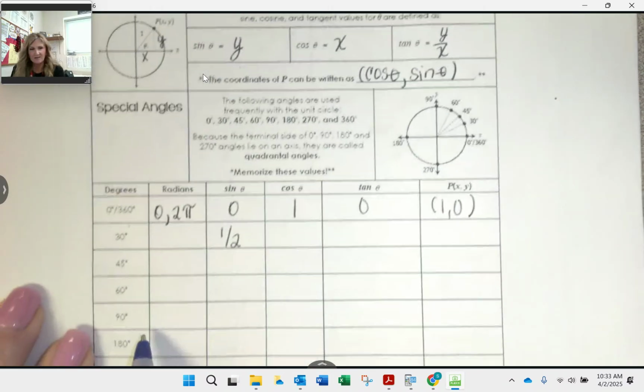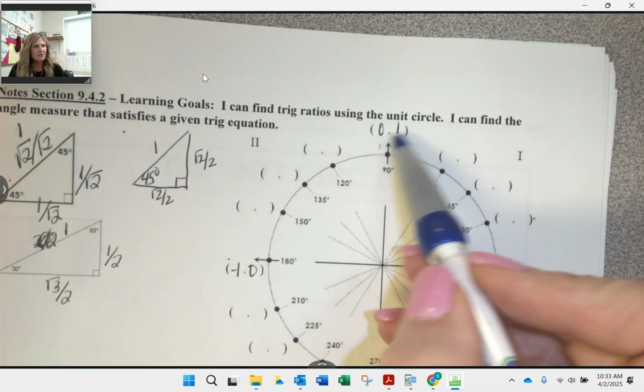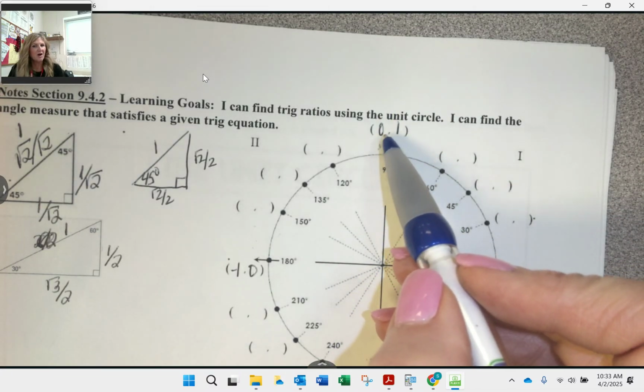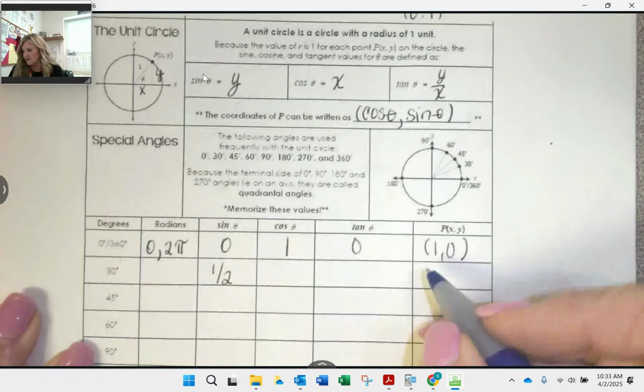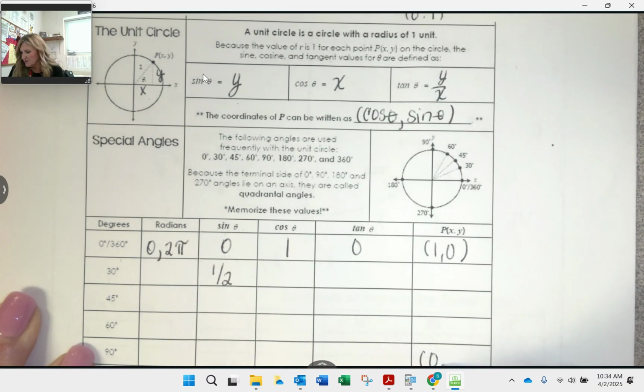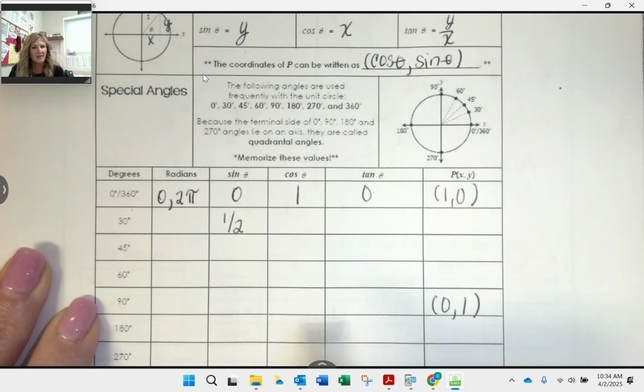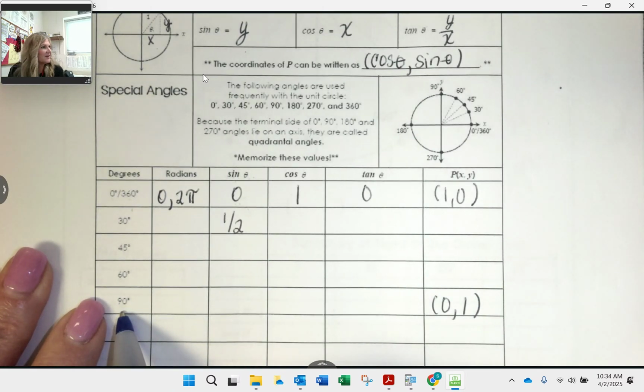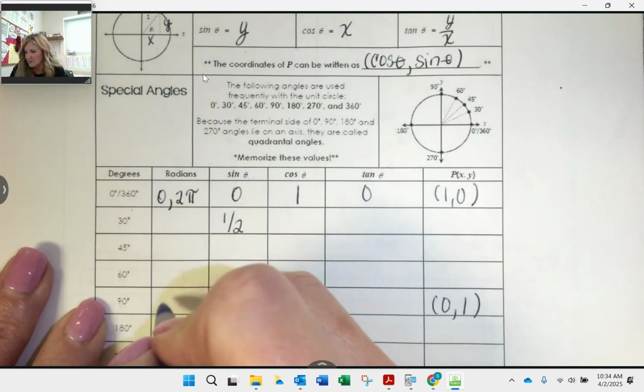Okay, so we just started with that one. We're going to go on down to 90 degrees now, because that's another quadrantal one. Let's do the point first this time. Our point is 0, 1. Let's fill that in. All right, what's another name for 90 degrees in radians? Emily, do you know radians for 90 degrees? It's pi over, what would I divide 180 by to get 90? Good, so it's pi over 2.